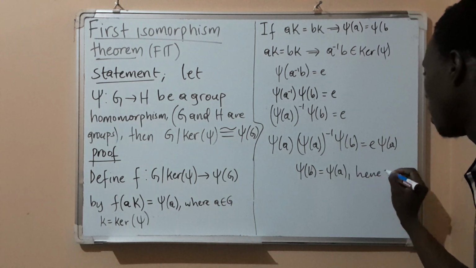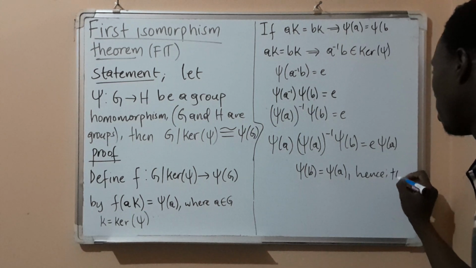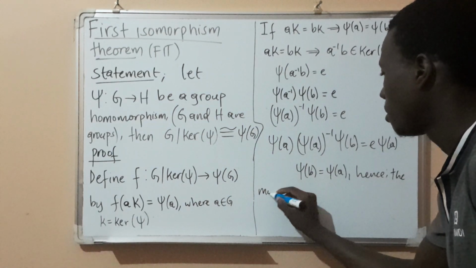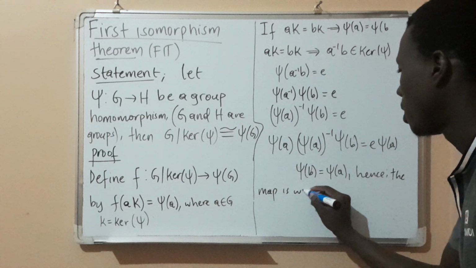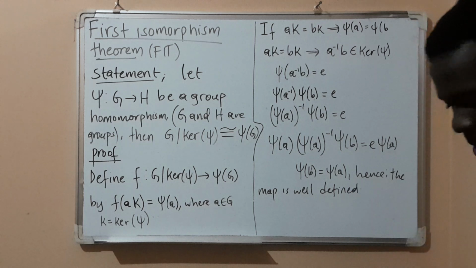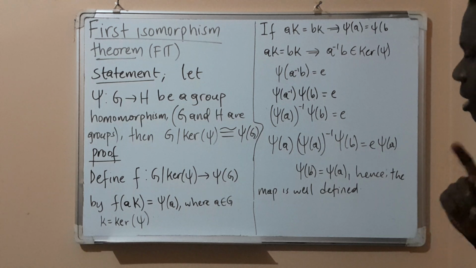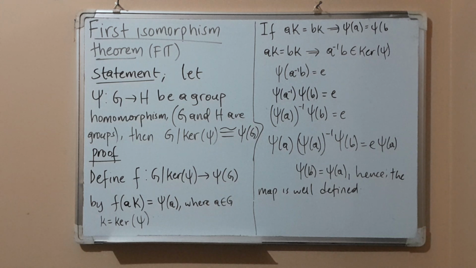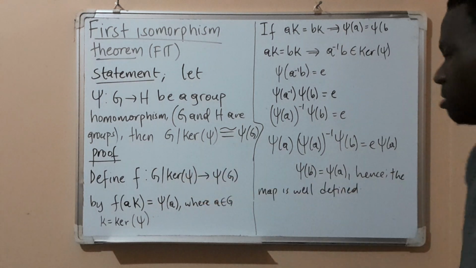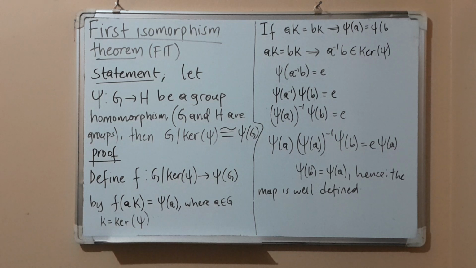Hence, the map is well defined. So my map is well defined. That is the first thing. You have to first show that the map is well defined. Pick two elements from this group, then show that their images are the same. If you were able to prove that, then the map is well defined.